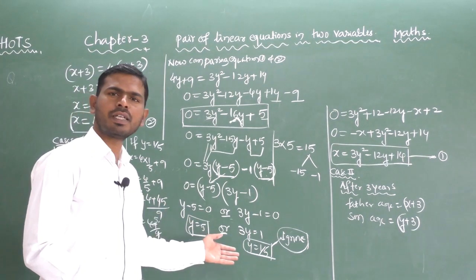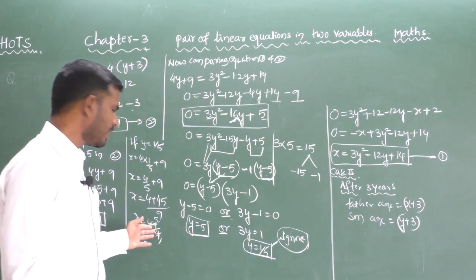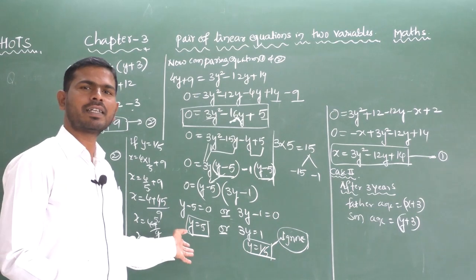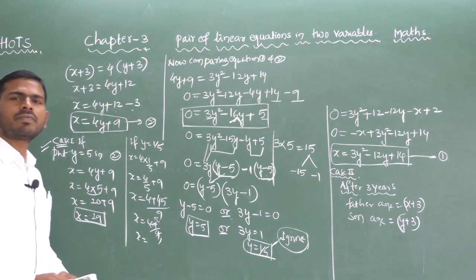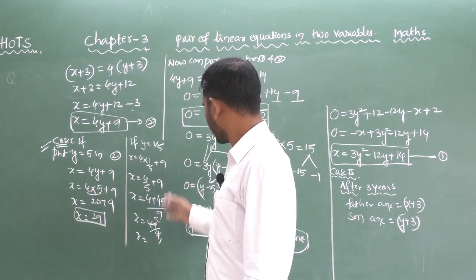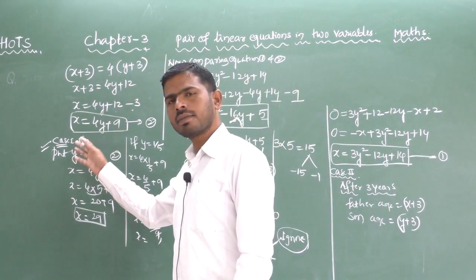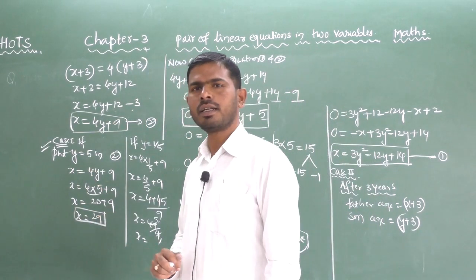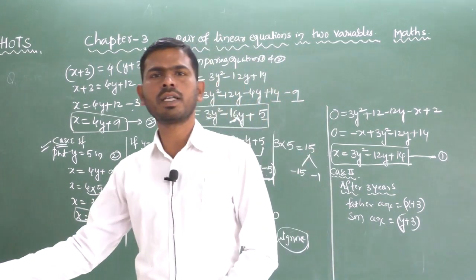The father's age would be a fraction while the son's age is also a fraction, so this is invalid. So that's why you have to consider here the age of the father is 29 only, because for the son's age, the case y equal to 5 gives the father's age of 29 years. Next class we will discuss some more questions on pair of linear equations in two variables.